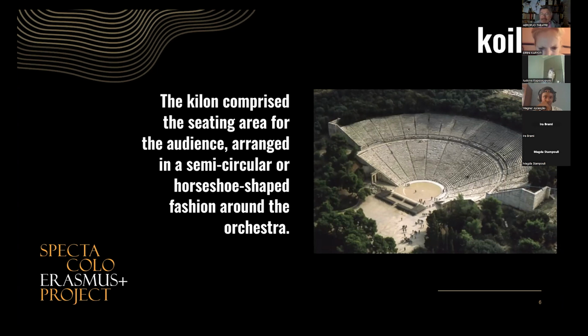Arranged in a radial pattern around the orchestra, named Proedria. Proedria, what is Proedria? Proedros is the president. When we say the president of the United States, we say Proedros of the United States. So Proedria are the benches only for special persons, for priests, for other important guests to sit. But the koilon, all the rest, was for the rest of the crowd.